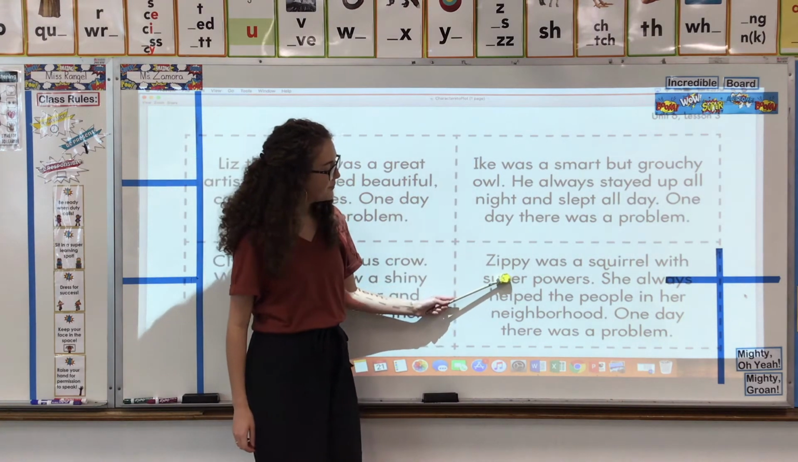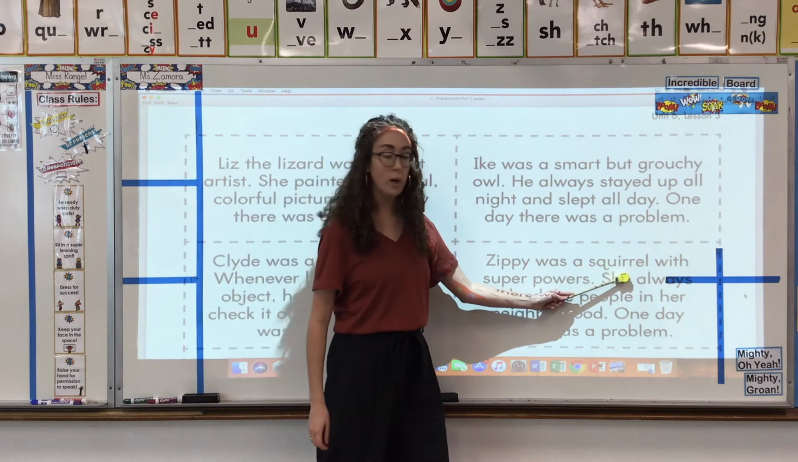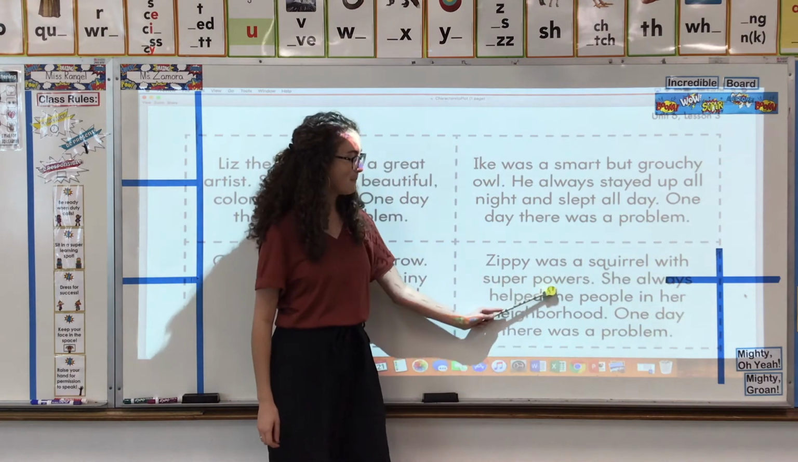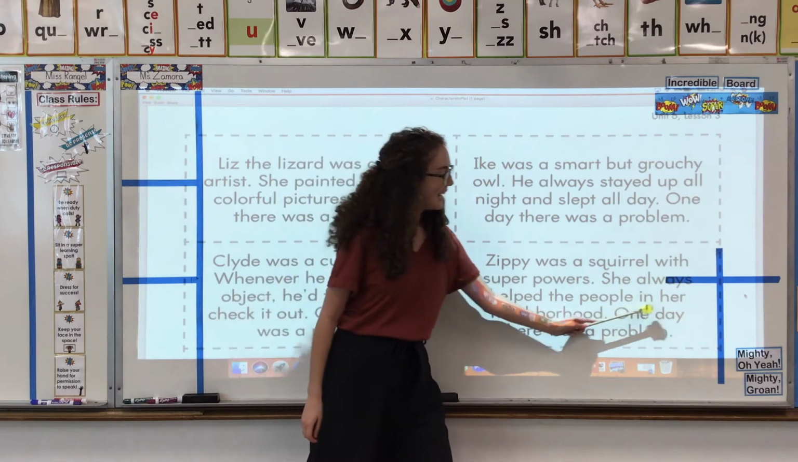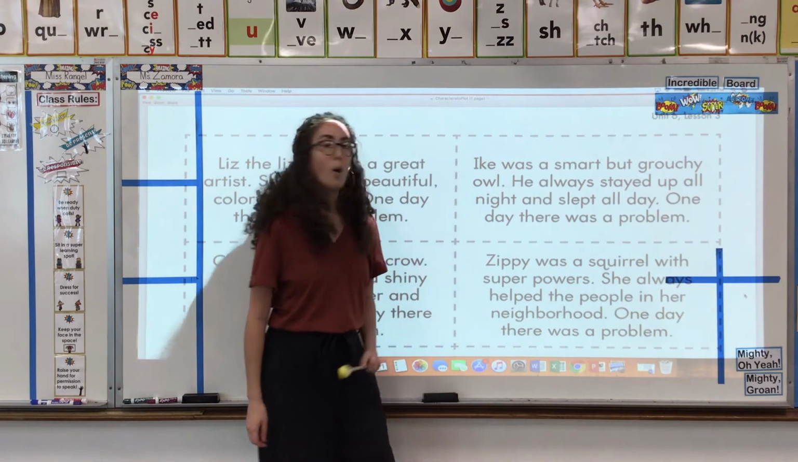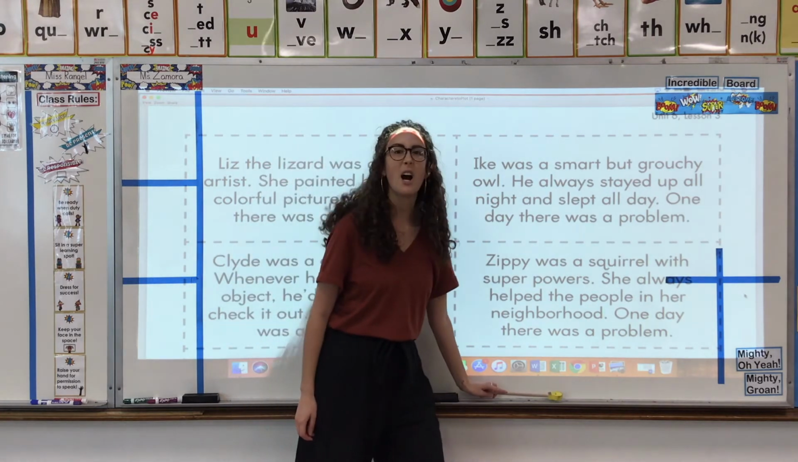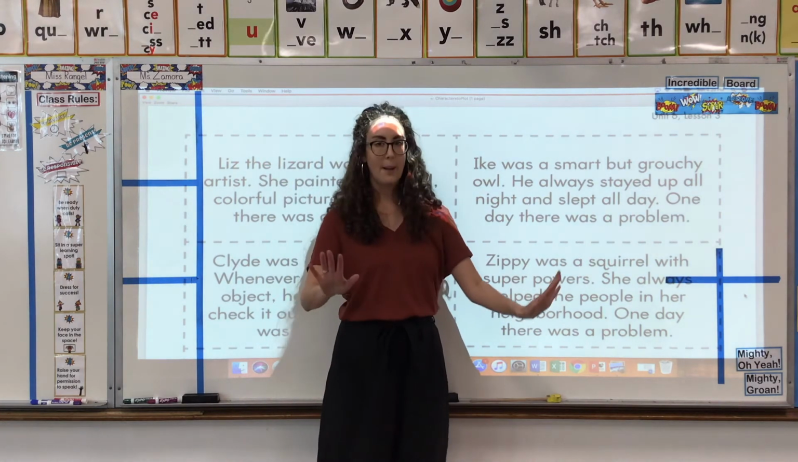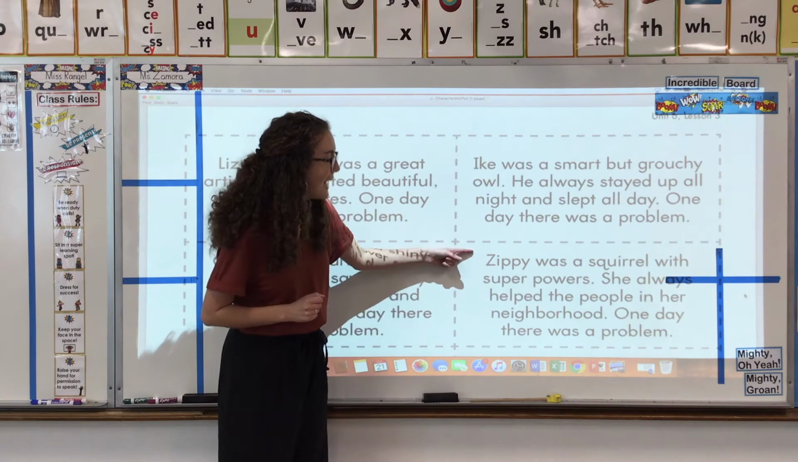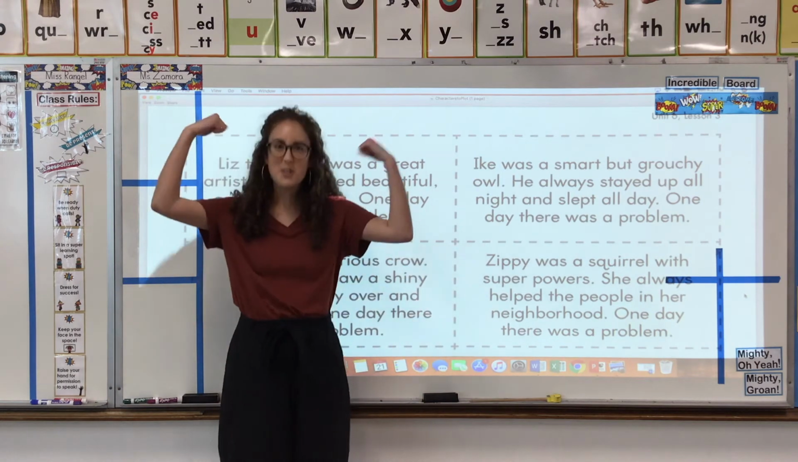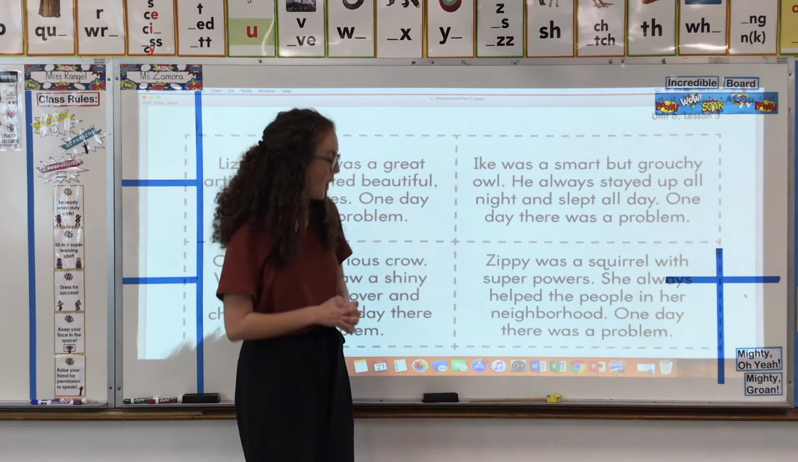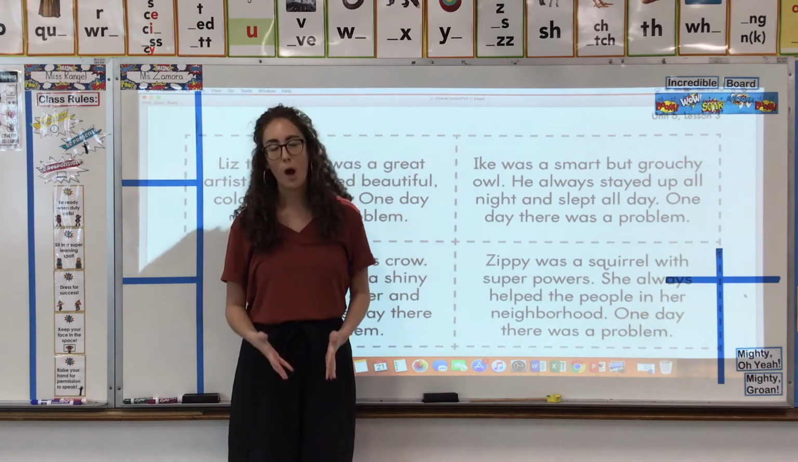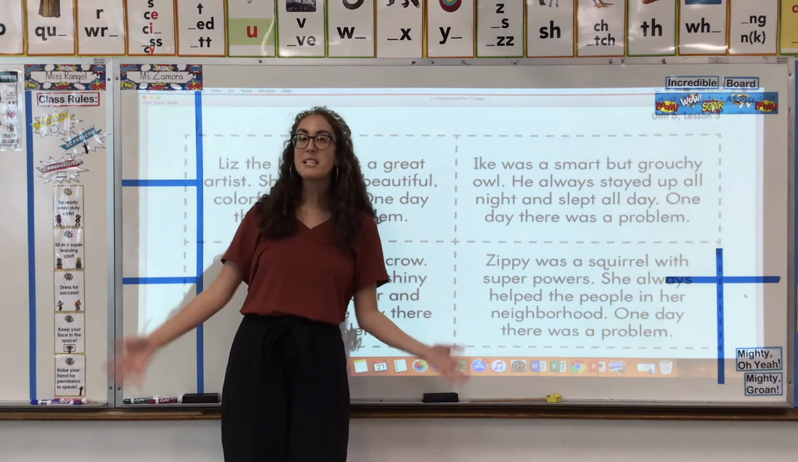It says, Zippy was a squirrel with superpowers. She always helped the people in her neighborhood. One day, there was a problem. I'm going to read it again. Zippy was a squirrel with superpowers. She always helped the people in her neighborhood. One day, there was a problem. So what did we learn about Zippy?